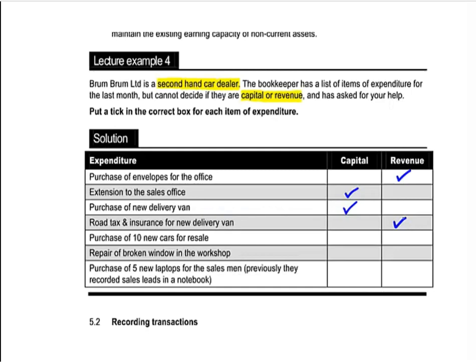Purchases then of new cars, 10 new cars. For most businesses, buying cars would be capital expenditure, but because Brum Brum is a car dealer, these are stock. So it's purchasing inventories for resale in the normal trade of the business, so that will be revenue expenditure.